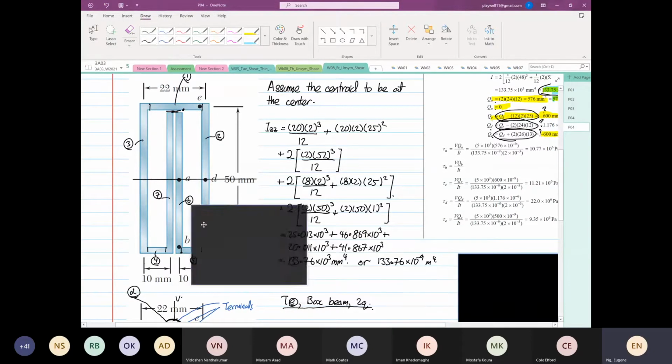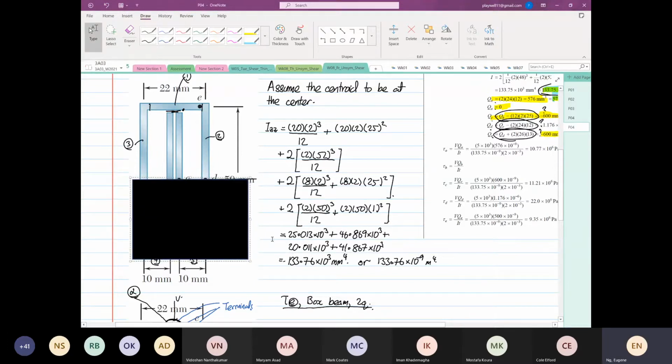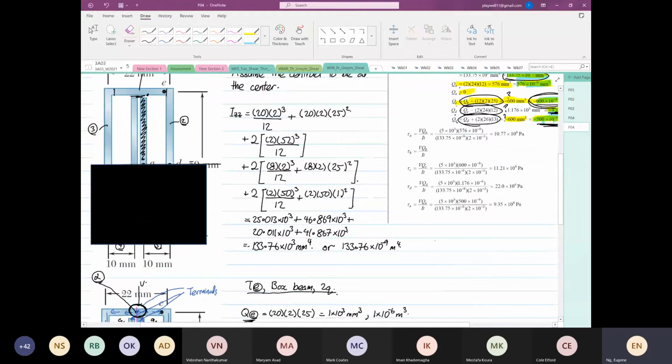Can I do point A first? Okay. So point A, right? You can take the top, you can take the bottom, it's the same thing. I'm going to take the top. So now the area is this. So the shear at point A, right? Now the shear at point A is again a wide flange.